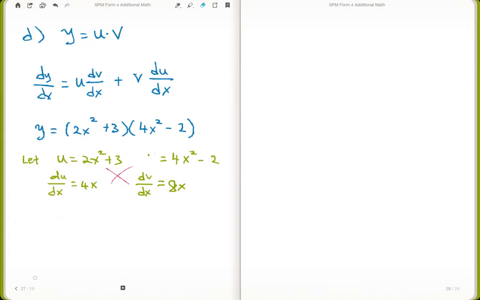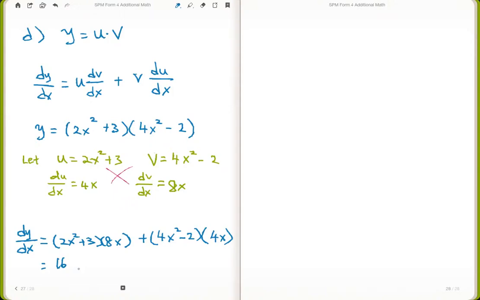So my dy dx, this is v. dy dx would therefore be, according to here, you copy this one times this one, so that would be 2x squared plus 3 times 8x, this term, plus this term 4x squared minus 2, times 4x. You expand it and you rearrange them, and therefore would be what?